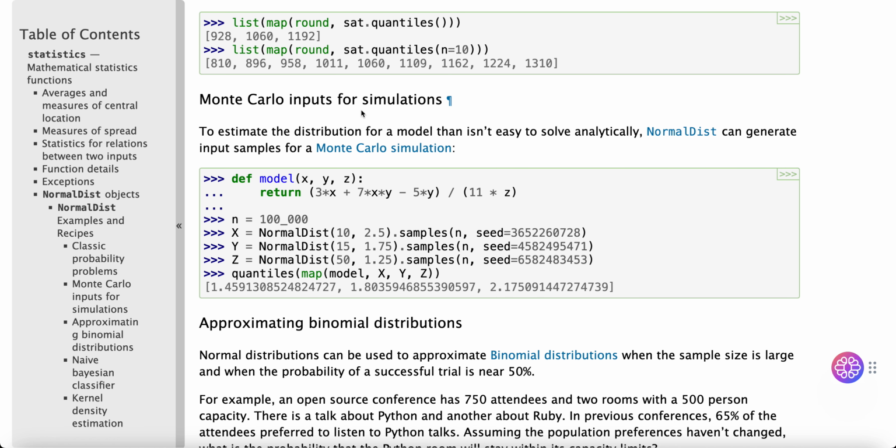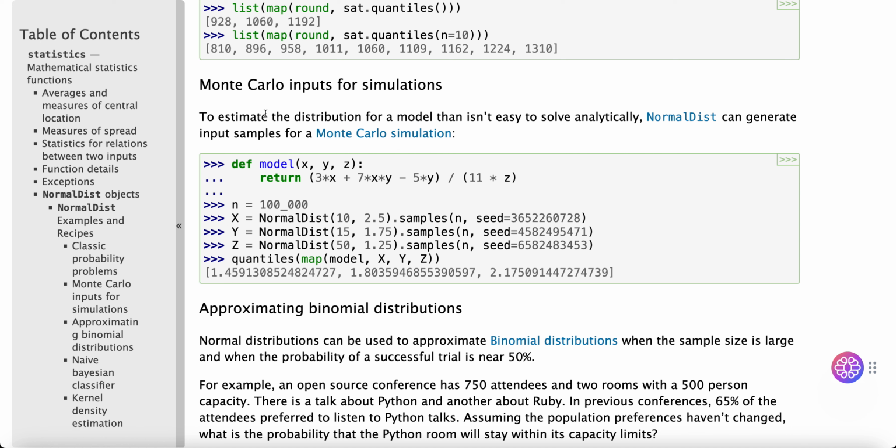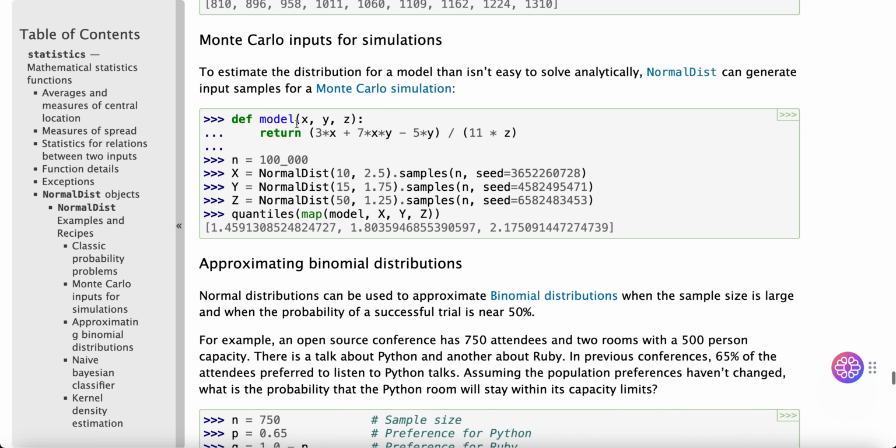Monte Carlo inputs for simulation. To estimate the distribution for a model that isn't easy to solve analytically, the normal distribution can generate input samples for Monte Carlo simulation. def model(x, y, z): return (3*x + 7*x*y - 5*y) / (11*z).